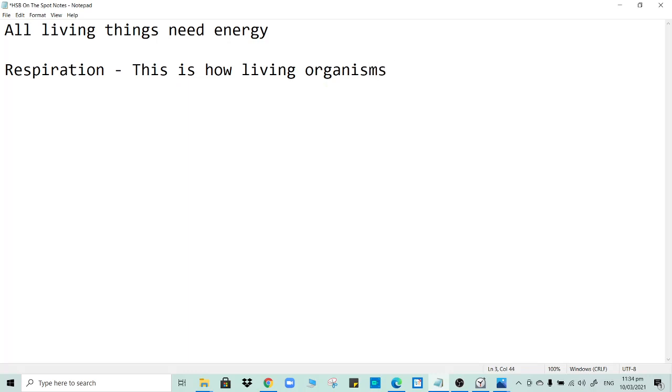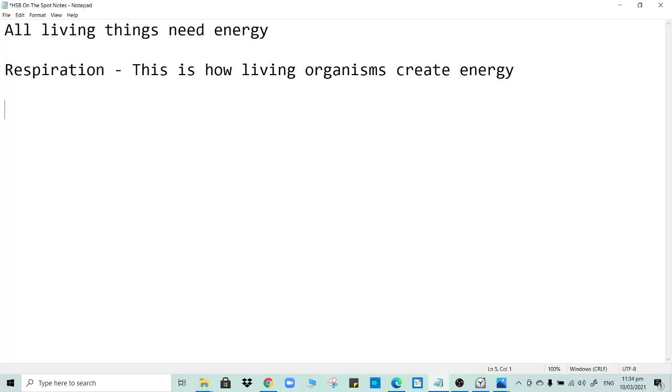Please excuse my spelling. Remember, it's on the spot, so if you see any spelling mistakes, obviously feel free to mention it in the comments below. This is how living organisms create energy. So that's a very simple explanation of what respiration is. But so far I haven't explained the actual process of respiration, like how respiration actually takes place in a living organism.